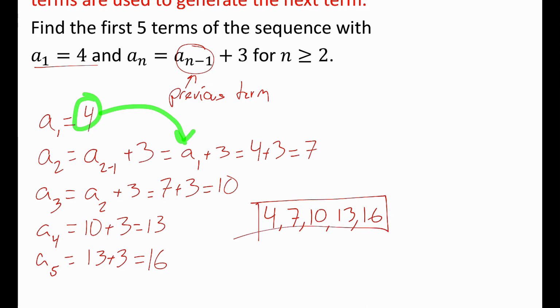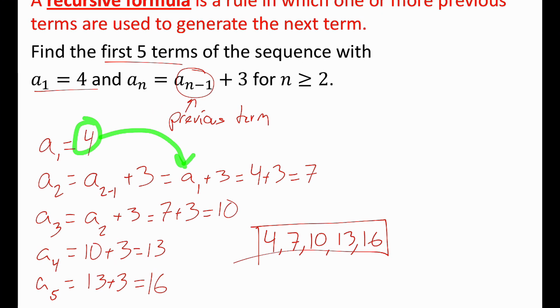Also remember, the first 5 terms doesn't necessarily mean the next 5 terms. If you're given the first term, I've already done 20% of the work for you. You are welcome.